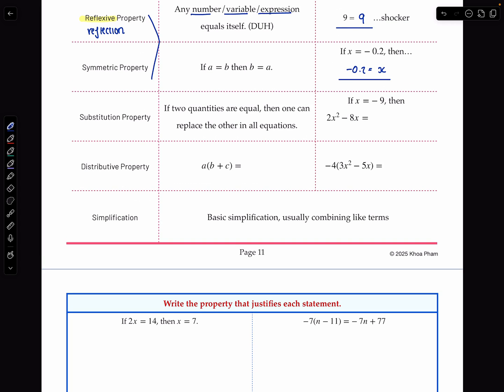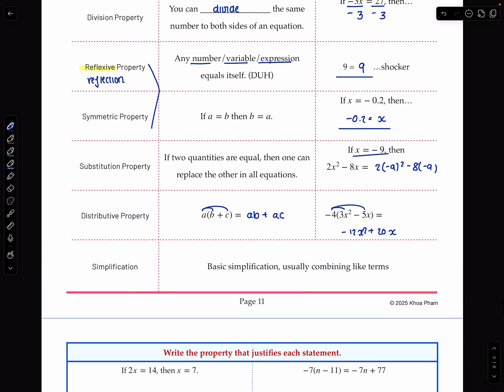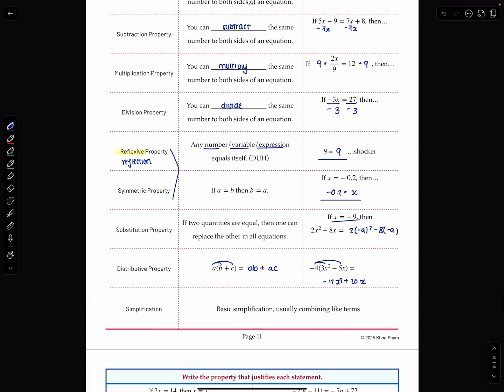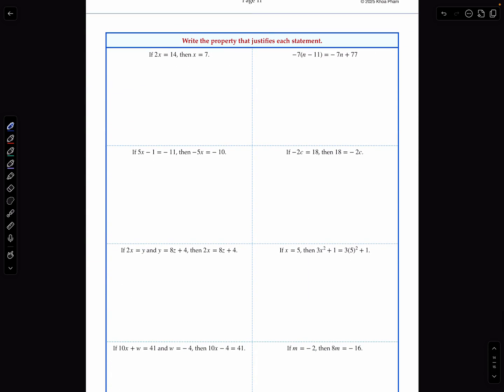So 2x squared minus 8 is that expression, and x equals -9. Then the expression equals 2 times -9 squared minus 8 times -9. The distributive property, multiply this through, then AB plus AC is the result. So this is -12x squared. This here is positive 20x. And then sometimes we just need to simplify things between, so I call that simplification. It's just combining like terms.